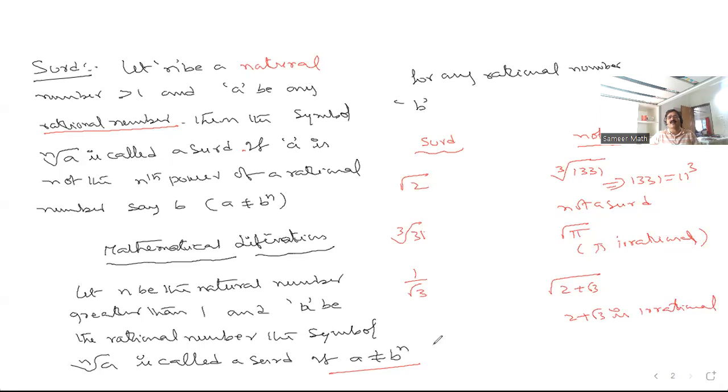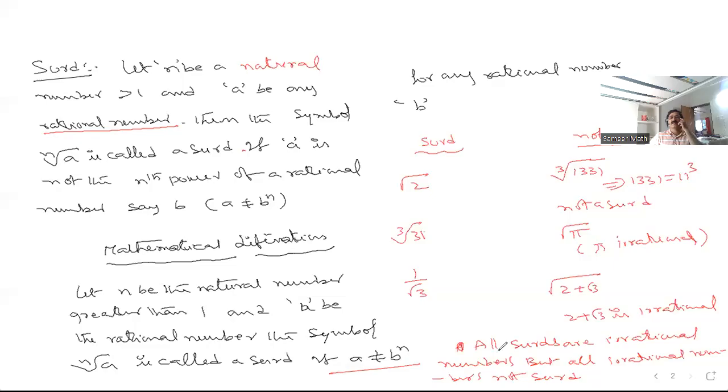So with this, it is very clear: all irrationals are not surds, but all surds are irrational. That is the most important point which you have to know. Here I wrote, all surds are irrational numbers, but all irrational numbers are not surds. Okay, we'll move on to the next page. You see here, next what I'm going to discuss.